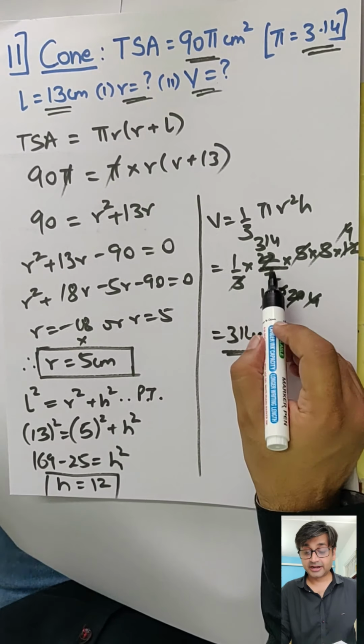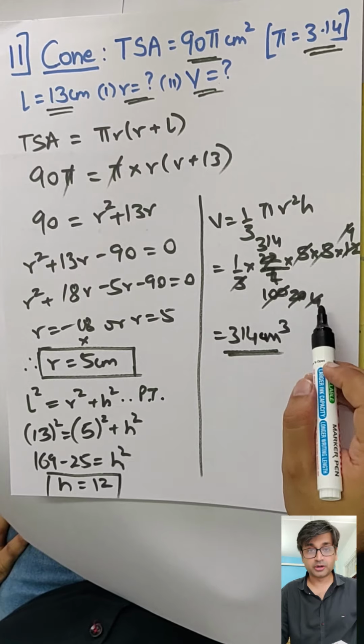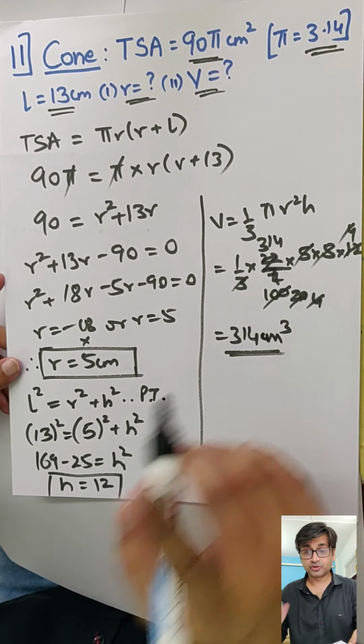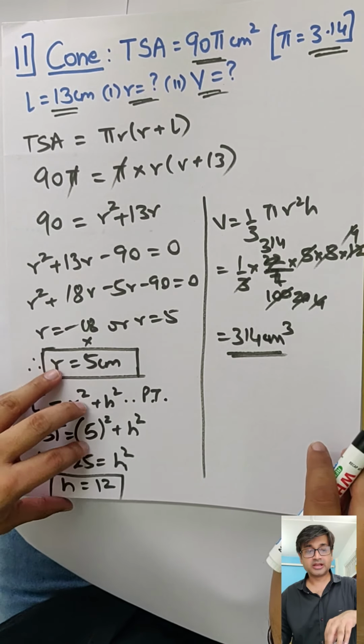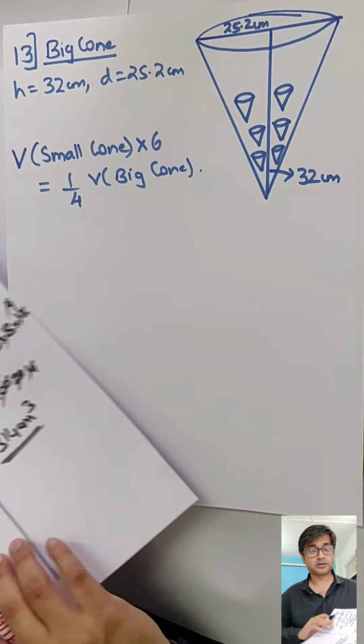Got it? Had you taken 22 by 7, it would have gone into decimals and you would have messed up the sum. So whenever pi is given, please take that value, do not mess it up, okay? Let's get into the next question, sum number 13.